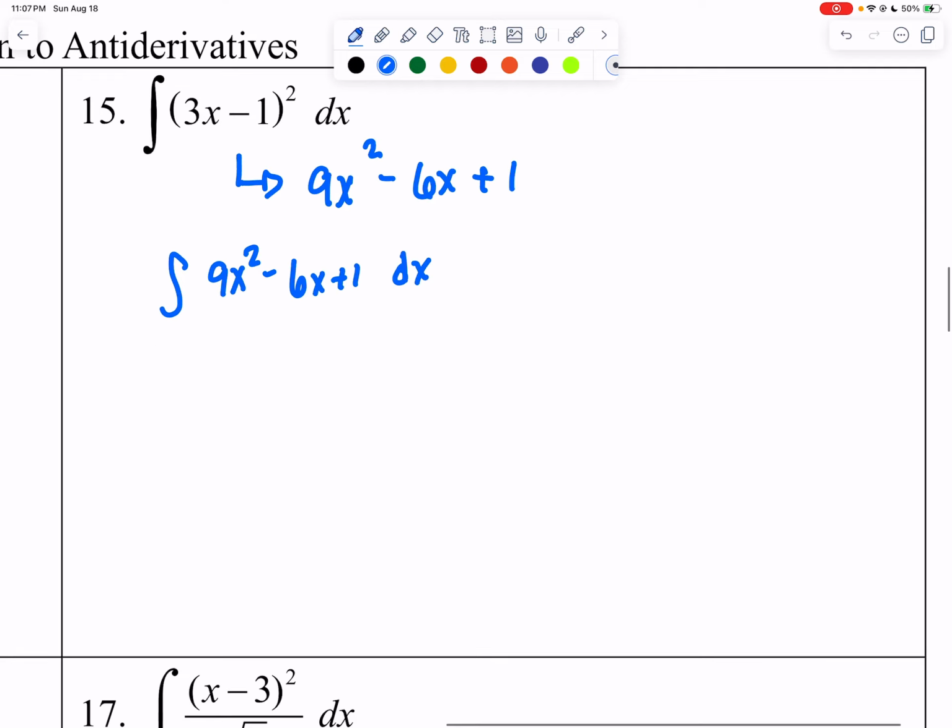If I were to use the power rule for antiderivatives, I'm going to get, let's say, 3x to the third minus, we have x squared, so that's 3x squared plus x. And then, of course, don't forget about your plus c.